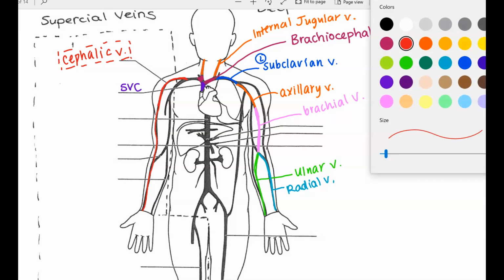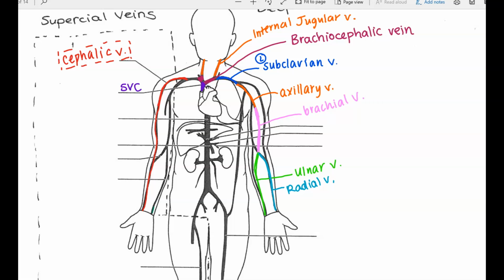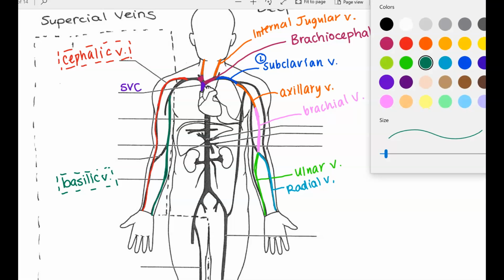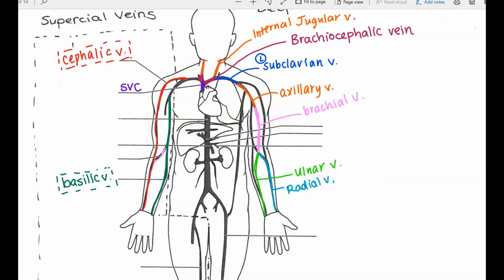So the other superficial vein that you will find is going to be on the medial aspect of your upper limb, and this is going to be your basilic vein. And again, this is another superficial vein that we are going to find. Now, in between these two, we will have our median cubital vein, and this is the vein that we most commonly draw blood from. And another dotted box around this one.